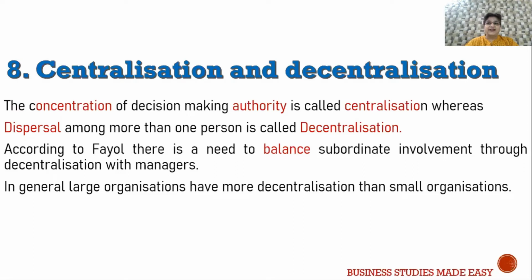We say that an organization is centralized where most of the decisions are taken by the top, and that an organization is decentralized in which most of the decisions are taken by the lower level management. It is spread throughout the levels of management. So we cannot say that any organization is completely centralized or completely decentralized. It all depends upon the extent of centralization or decentralization that is there in the organization.